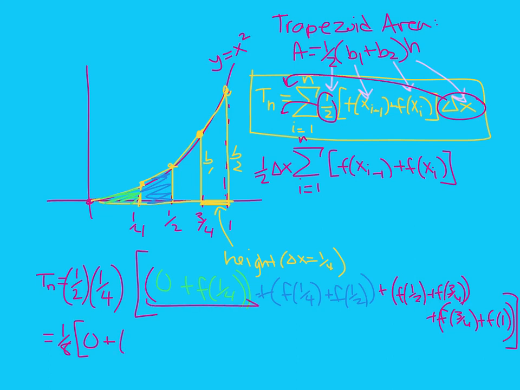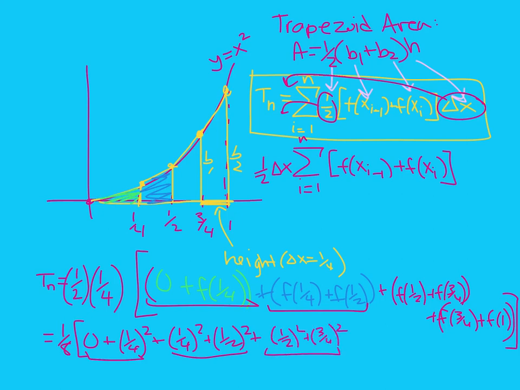So 0 plus 1/4, remember that's going to be 1/4 squared. F of 1/4 is 1/4 squared. This one is going to be 1/4 squared plus 1/2 squared. So that's my second one. I'm chunking them together. Then I get 1/2 squared plus 3/4 squared. And then the fourth one is 3/4 squared plus 1 squared. Go ahead, you can do the whole thing on your calculator if you want. In the end, you will get about 0.344. And this, I think, is the most exact answer.